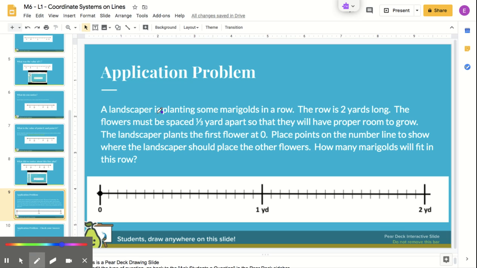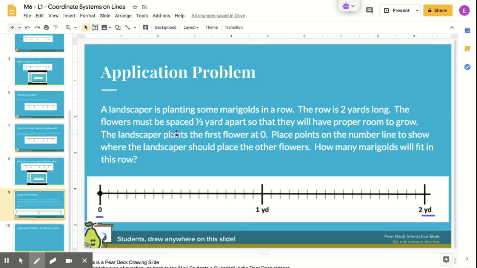So in our application problem, we learned that a landscaper is planting some flowers, some marigolds, in a row. And we know that row is 2 yards long. I can see that on this line plot down here. Our origin is at 0, and our line plot is ending at 2 yards. 1 yard is also denoted or shown.